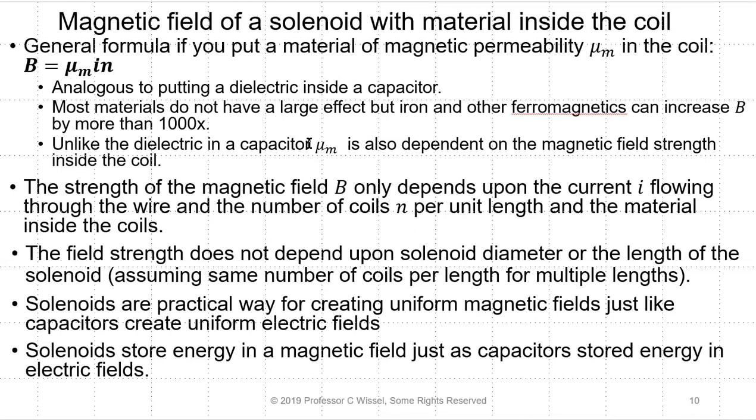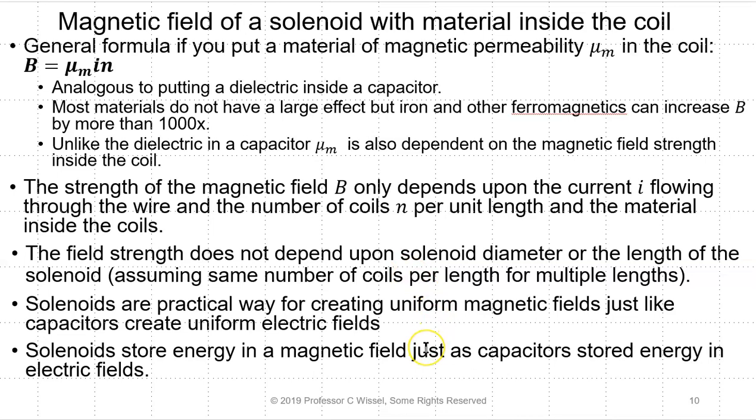There's also something else about this. Unlike the dielectric in a capacitor, mu m is also dependent upon the magnetic field strength inside the coil. The strength of the magnetic field B only depends upon the current I flowing through the wire, the number of coils n per unit length, and the material inside the coils. The field strength does not depend upon the solenoid diameter or the length of the solenoid, assuming the same number of coils per unit length for multiple lengths.